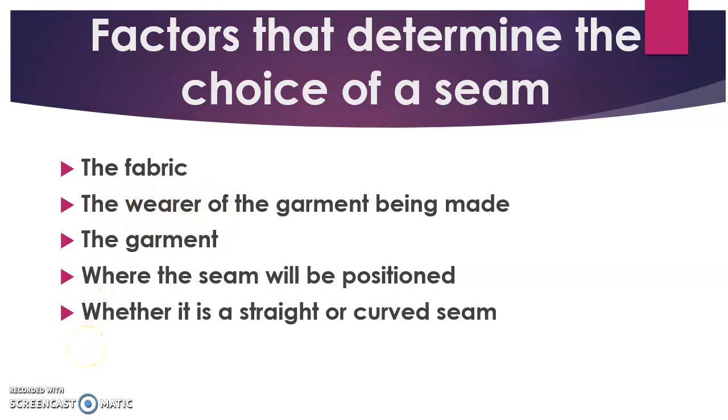Another factor to consider is the type of garment you are making. For example, a double stitch seam is suitable for jeans and not for a cotton dress. Then you have to look at the position of the seam too, where you have the seam. For example, the French seam is suitable for the side of a blouse. Another factor is the shape of the seam, whether curved or straight.